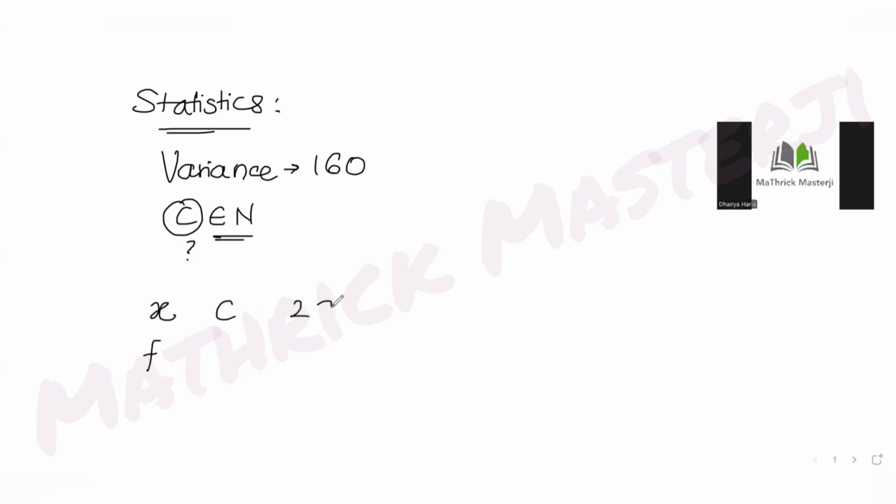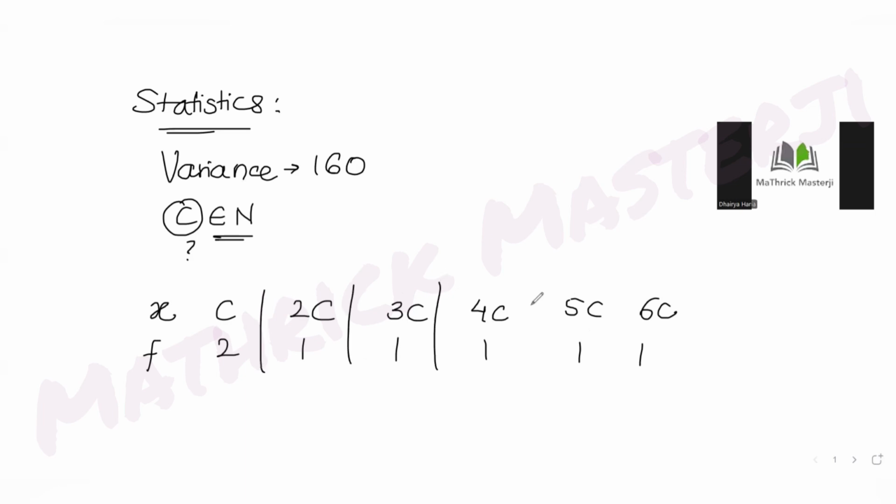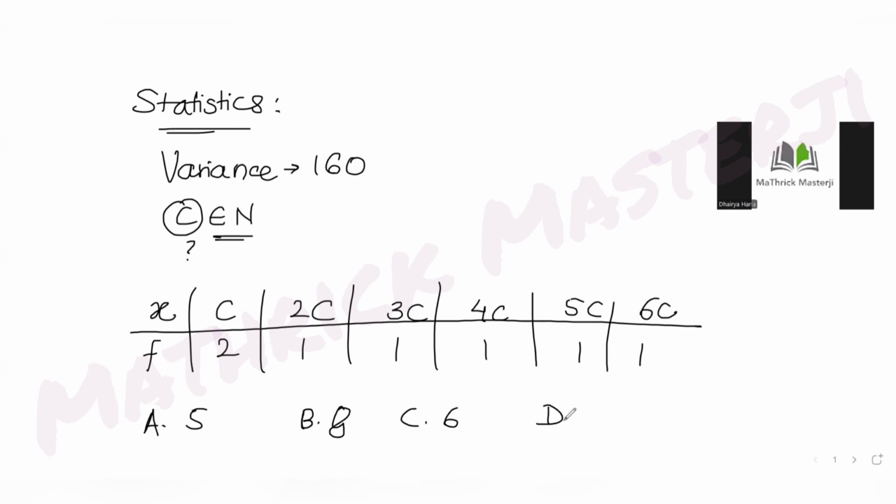So X goes from C till 6C and F goes 2, 1, 1, 1, 1. So F is given as the frequency, having the first frequency as 2 and all other frequencies are 1. That's the frequency distribution given to us, and the question is asking us to find the value of C. The answer choices we have been given are 5, 8, 6, and 7. So we need to figure out which one of the answer choices is the correct value of C here. Let's understand how to solve this question further.